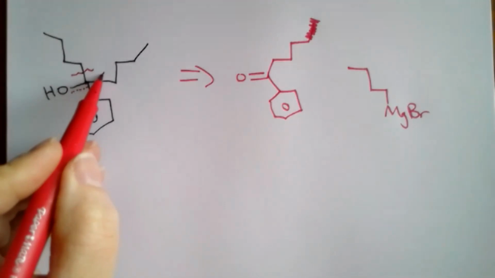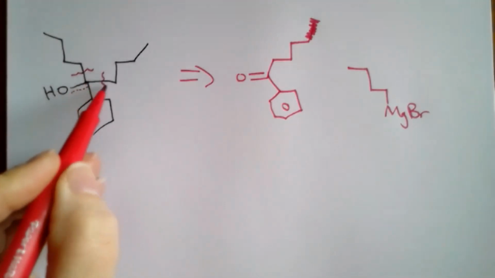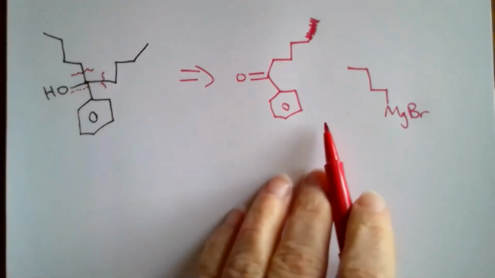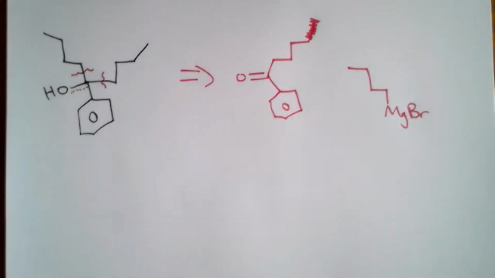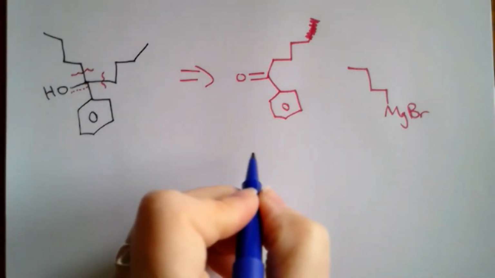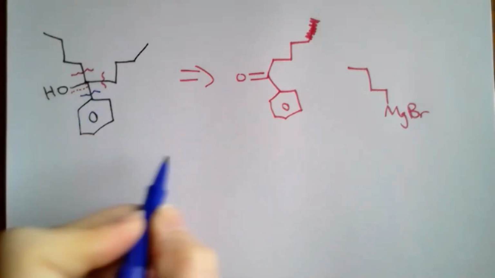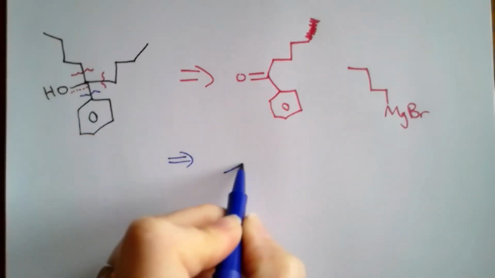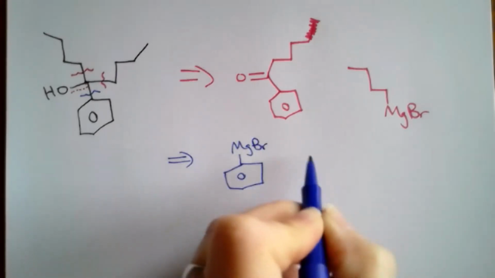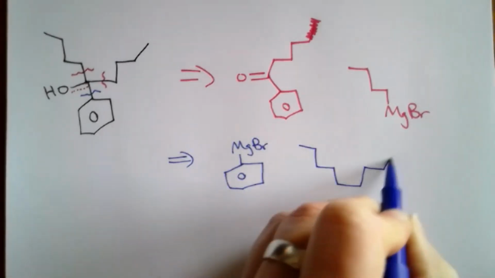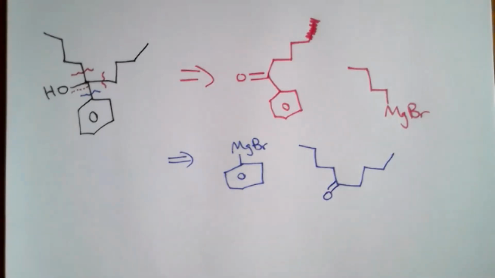As it turns out, if I tried to break and make that bond, it's the exact same reagents to make or break that bond. Is there another carbonyl compound that I could add to a Grignard to make this? I could imagine this guy being my Grignard, reacting with this ketone.